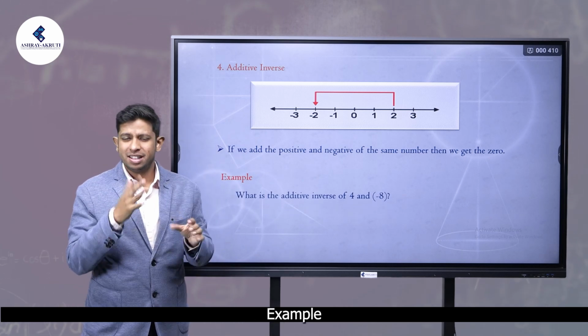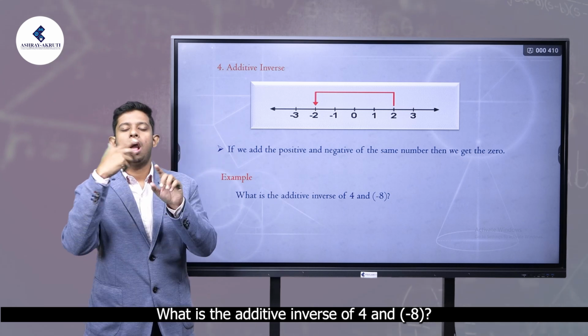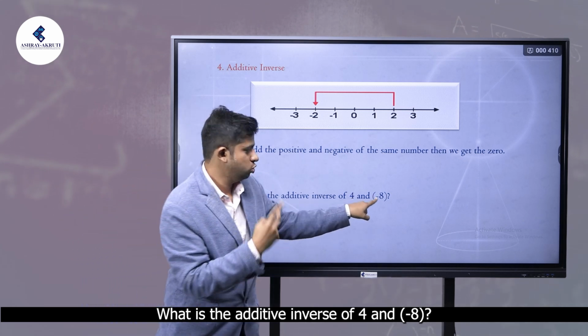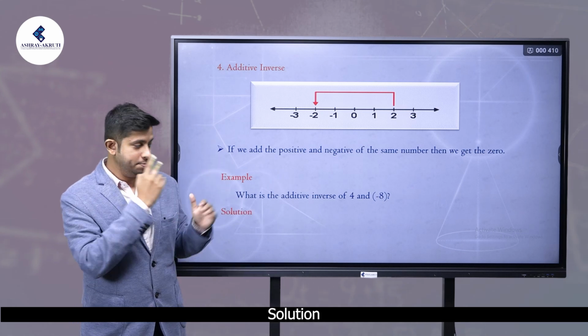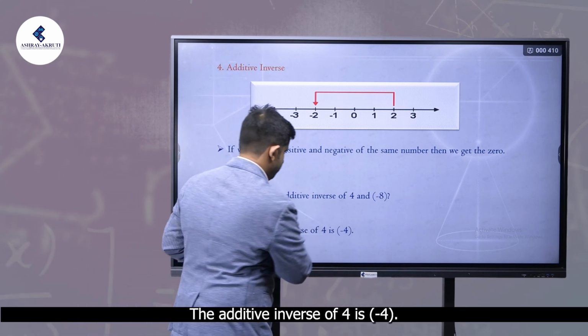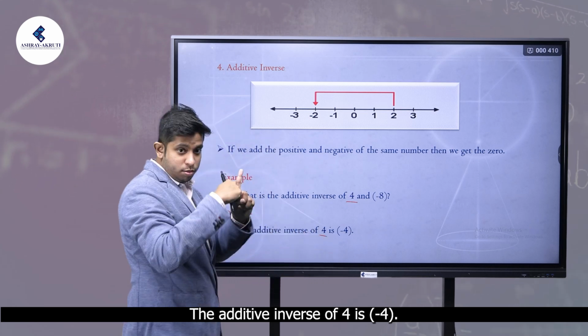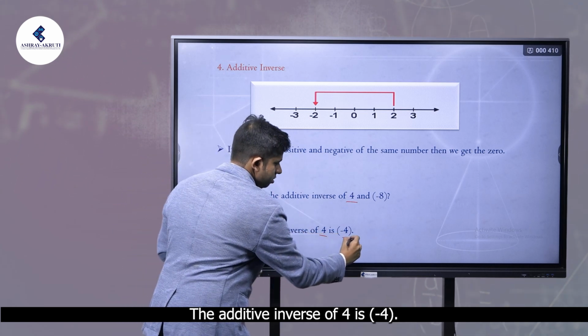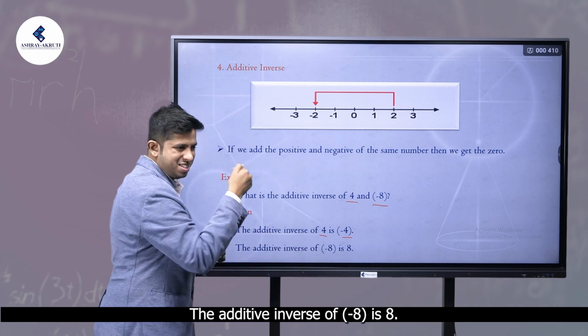Example. What is the additive inverse of 4 and minus 8? Solution. The additive inverse of 4 is minus 4. The additive inverse of minus 8 is 8.